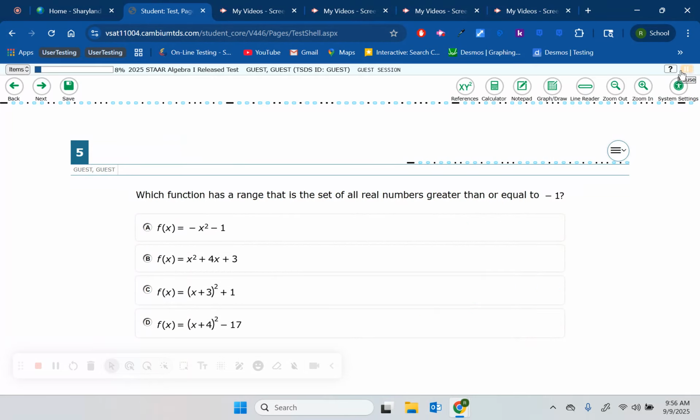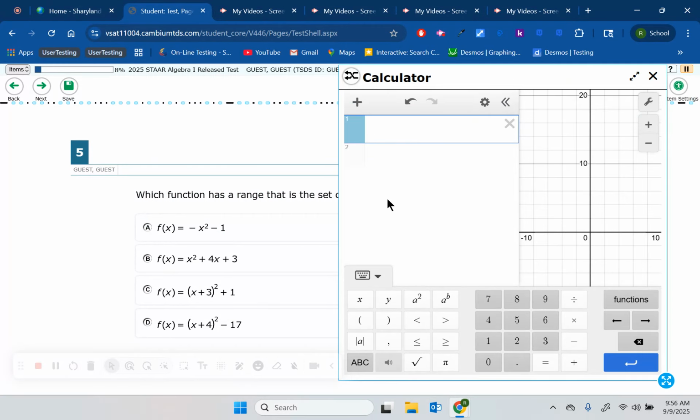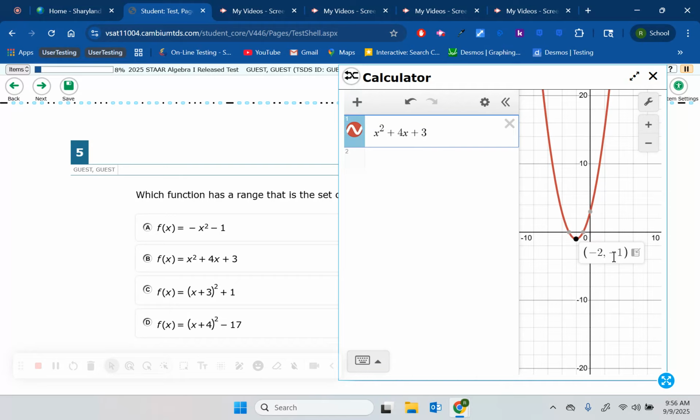Okay, so here we go. Let's graph these on the calculator. So we know it's not A. It's going to start with x squared. Now I'm using the one over here: x squared plus 4x plus 3. What's this going down here? 2, -2, 1. Look at my y value. It's -1. And then this graph is going up. It's greater than. That's my answer.